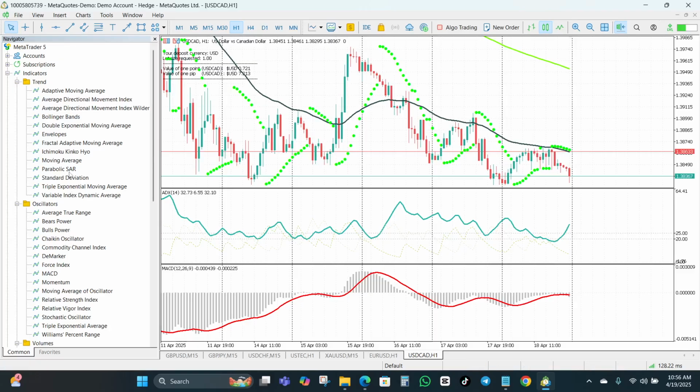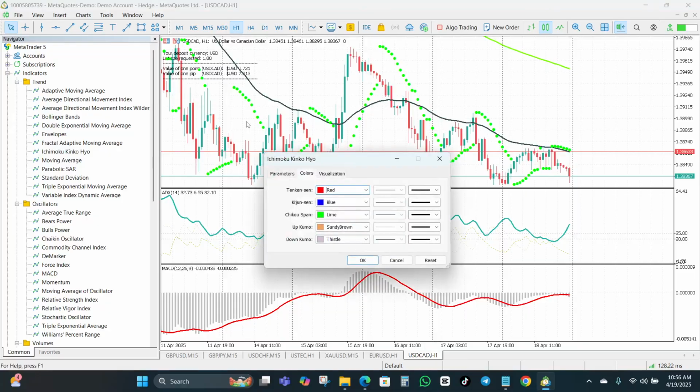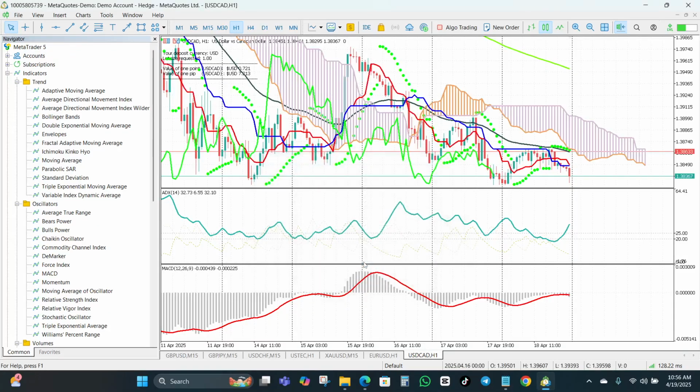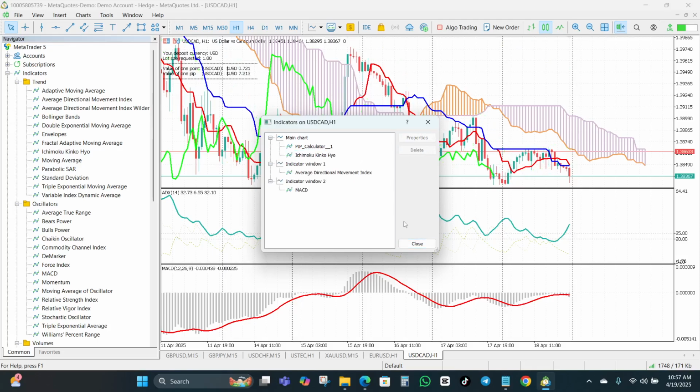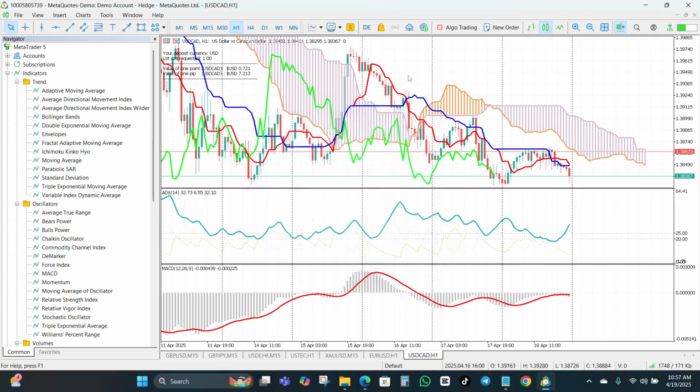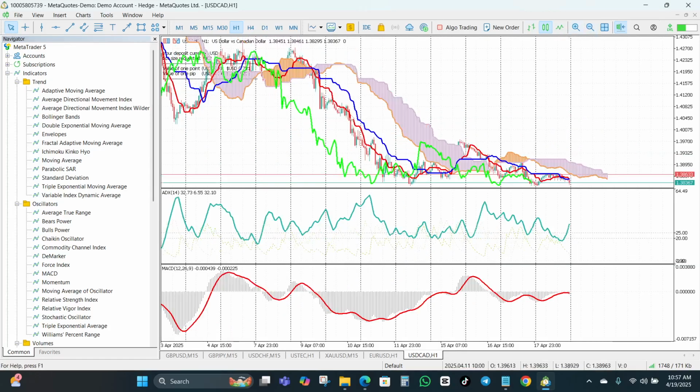Finally, we are going to discuss the Ichimoku Kinko Hyo. This is last but not the least. Now, for the purpose of not cluttering the chart, let's just remove this other indicator so we can see the Ichimoku Kinko Hyo clearly. The other indicators are just making things quite confusing. Now, this is also known as the Ichimoku cloud.